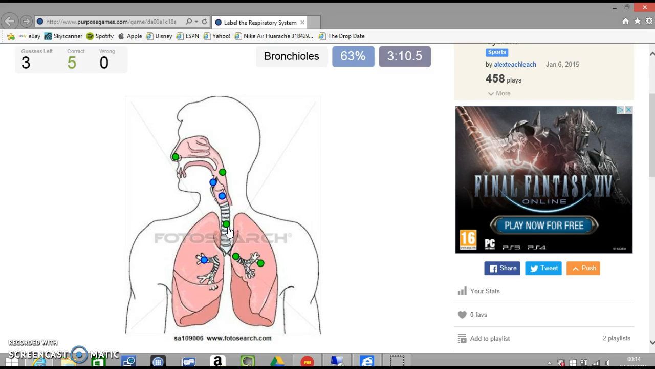The next one is the bronchioles, which is a bit further on from the bronchus. A bronchiole is a single one, so two of them make a bronchus, and the bronchus is divided into bronchioles, like I just said. Air passes through these, then gets to the alveoli.